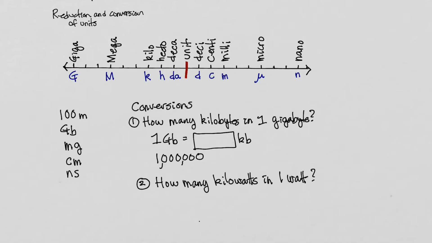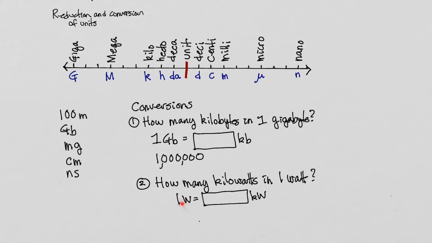Let's try another one. Let's ask how many kilowatts are in 1 watt. So what we're really asking here is, 1 watt equals how many kilowatts. Let's locate ourselves at a watt right now. That's a basic unit, so 1 watt is going to be right here at the basic unit. And what we want is to go to kilowatts. So 1, 2, 3. We're going 3 places to the left.